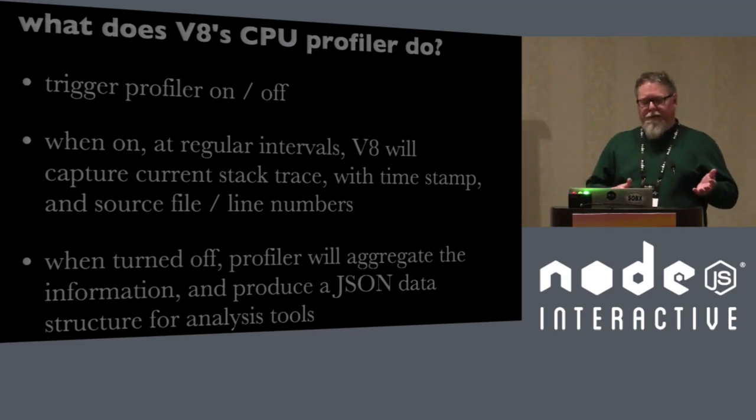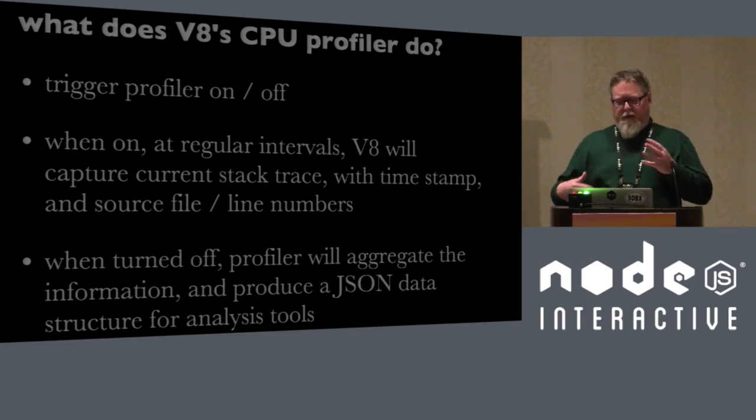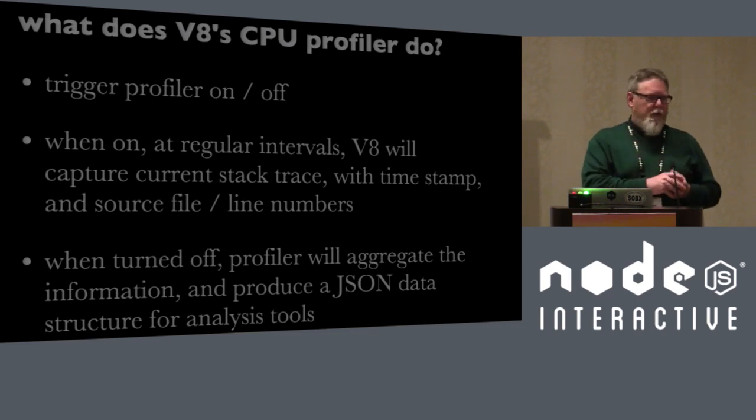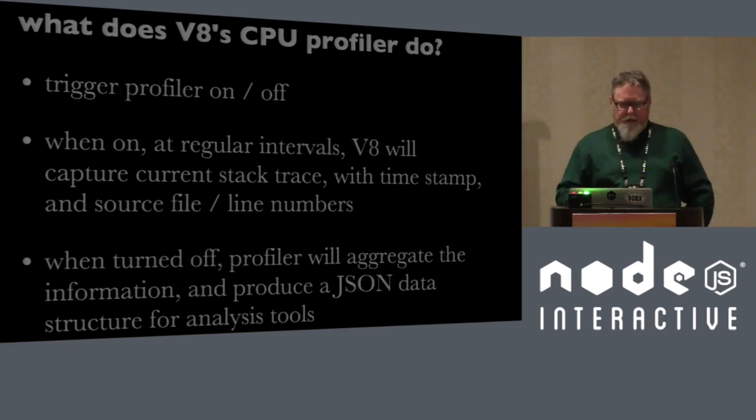When you turn it off, V8 will aggregate all that information and give you a JSON object back that has all the juicy information in it that can be given to an analysis tool. So this is something built into V8. It's not really exposed directly in Node.